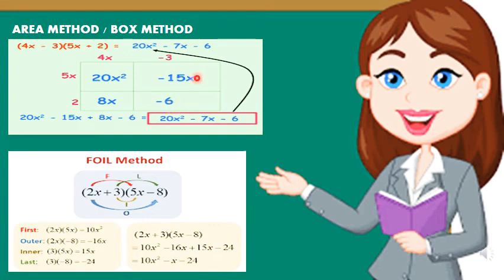After this, how many terms are there inside this box? There are 4 terms, isn't it? And how did we get these 4 terms? By multiplication we got this. Now we will write all those like this, that is 20x square minus 15x plus 8x minus 6.